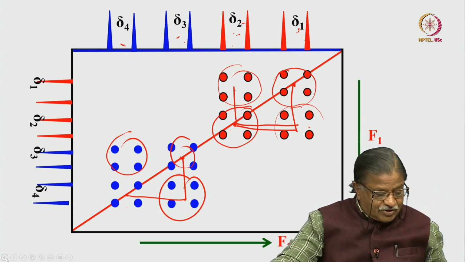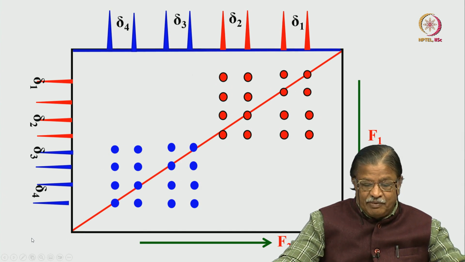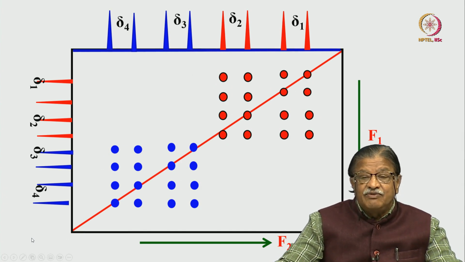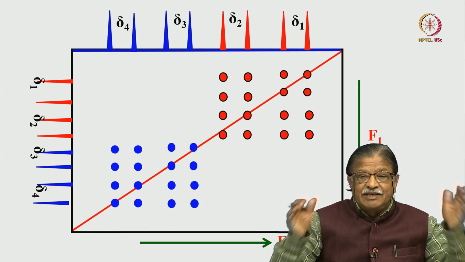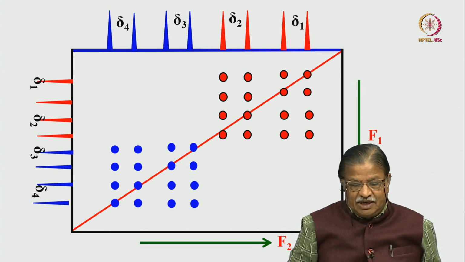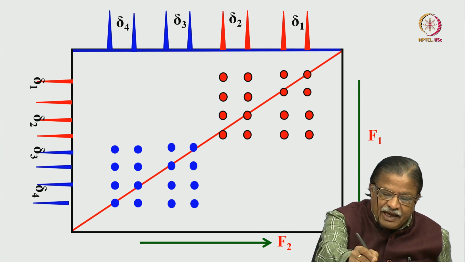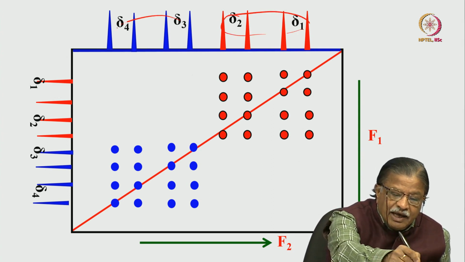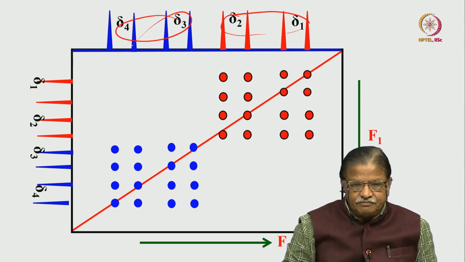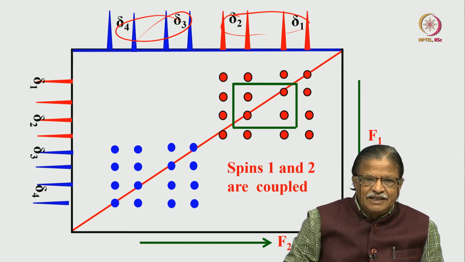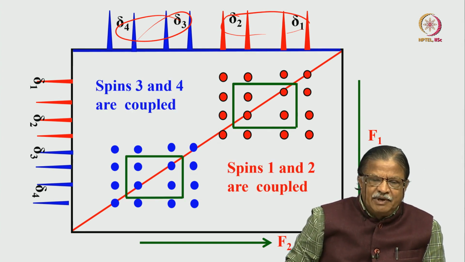So if I wanted to assign 4 peaks, my challenge was to find which are the coupled partners. If I simply run a COSY spectrum of this mixture and get a spectrum like this, then I immediately say these 2 are from one molecule and these 2 are from the other molecule. All right, this is how it is. Spins 1 and 2 are coupled, spins 3 and 4 are coupled.